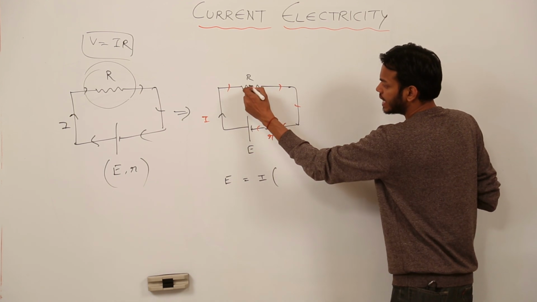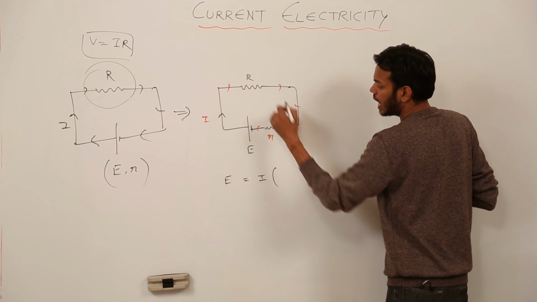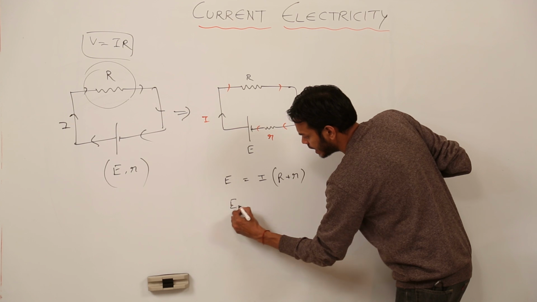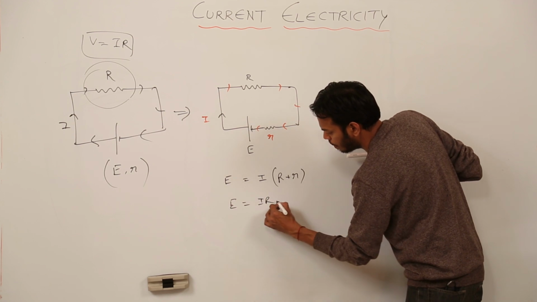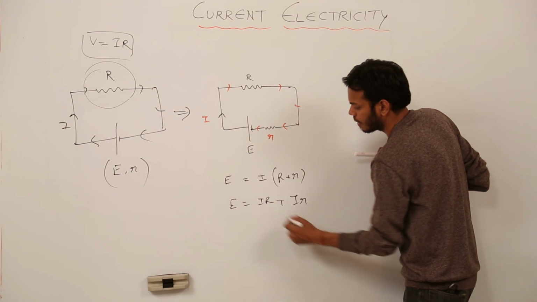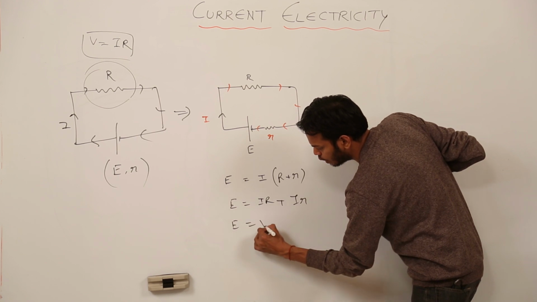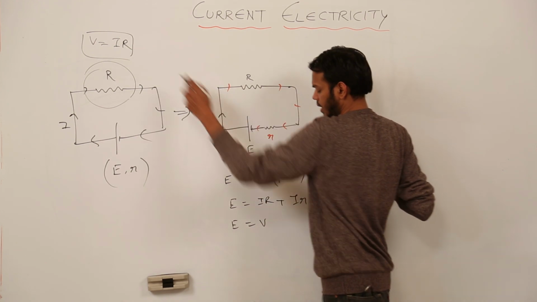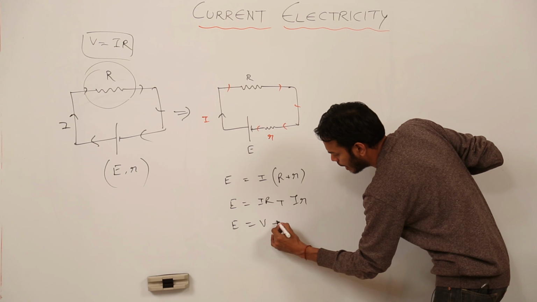We have already discussed cells, that cells provide EMF, right? But before I take you to the series and parallel combination of cells, let me give you a circuit diagram and explain how EMF is different from the potential difference.